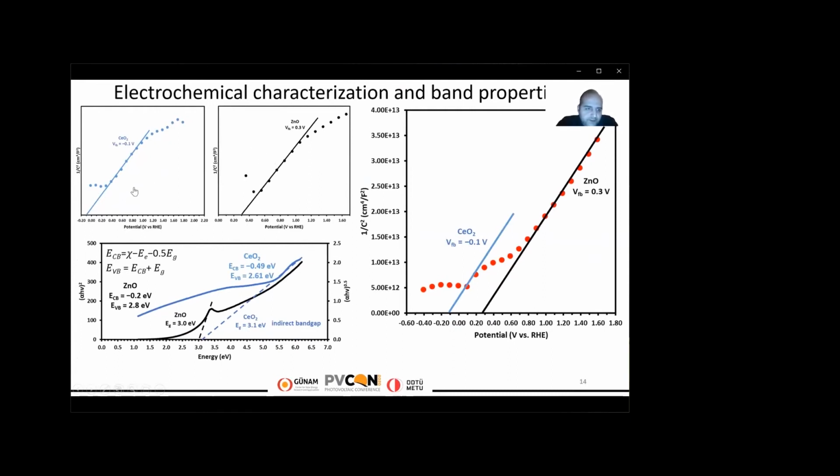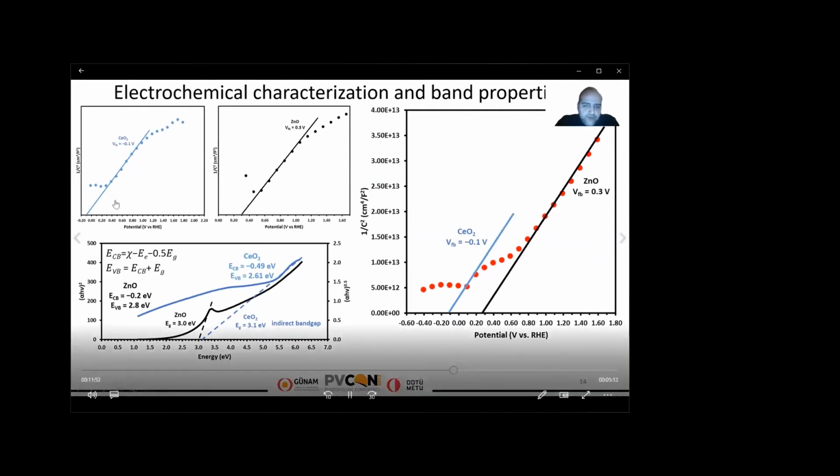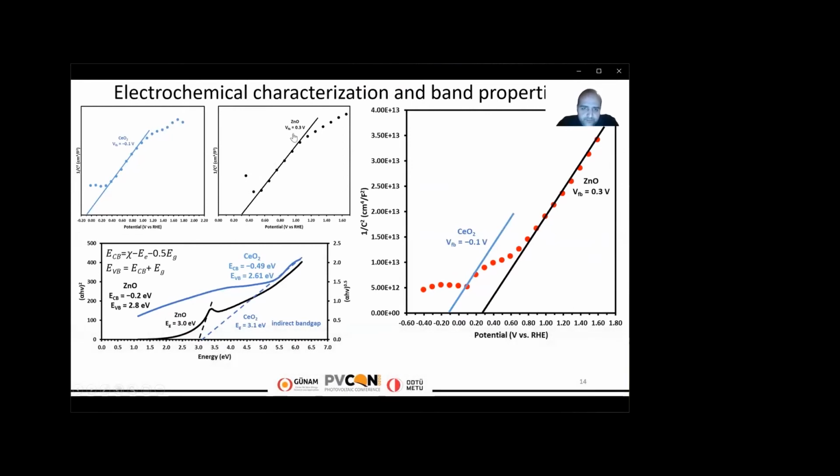separately, and the flat band potential of cerium oxide is minus 0.1 volts, and the flat band potential of zinc oxide is 0.3 volts. And for the nanocomposites, zinc oxide, polydopamine, cerium oxide, we can see the flat band potentials of both photosystems here.